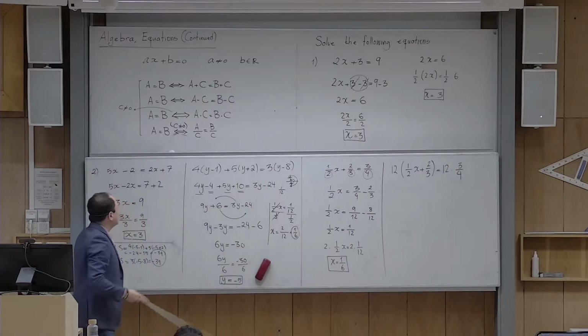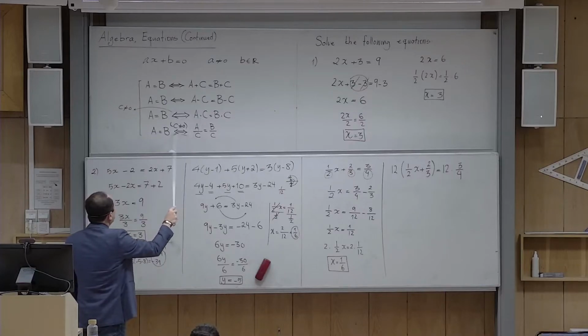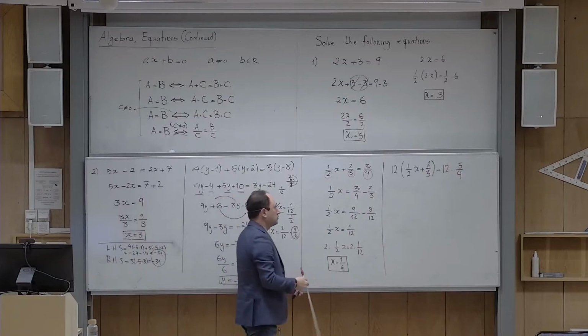If you tell me that A is equal to B, then I am allowed to multiply both sides by a non-negative number. So I did that. I multiplied it by 12. Yes?